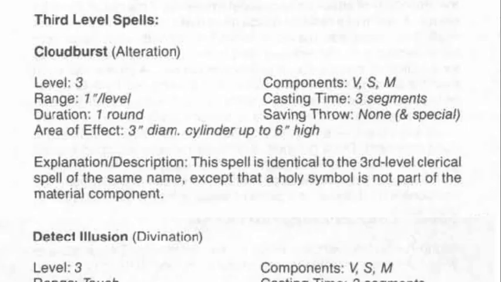And the first spell is Cloudburst. It has a range of 1 inch per level, a duration of 1 round. The area of effect is a 3-inch diameter cylinder up to 6 inches high. This spell is identical to the 3rd level clerical spell of the same name, except that a holy symbol is not part of the material components. So I've already said what I thought about this spell when I reviewed the 3rd level cleric spells. I'll just direct you to that video somewhere in the corner there.